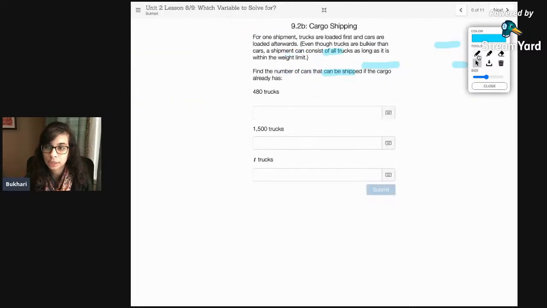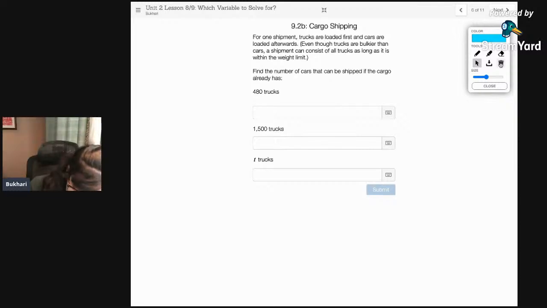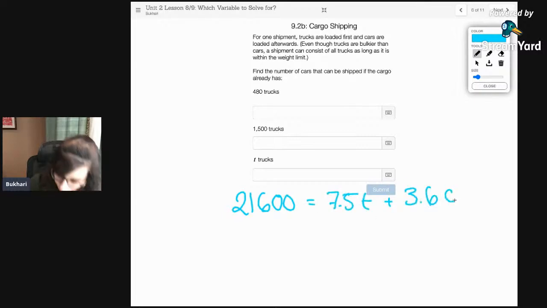Because once we start getting into it, we notice that for one of the shipments, if the trucks are loaded first and the cars are loaded afterwards, find the number of cars that can be shipped if the cargo already has a number of trucks. And that's what I was talking about before. Sometimes knowing and isolating one variable is a lot easier than working with our original equation. We had 21,600 is equal to 7.5 T plus 3.6 C. This is our original equation. And now we know the number of trucks.